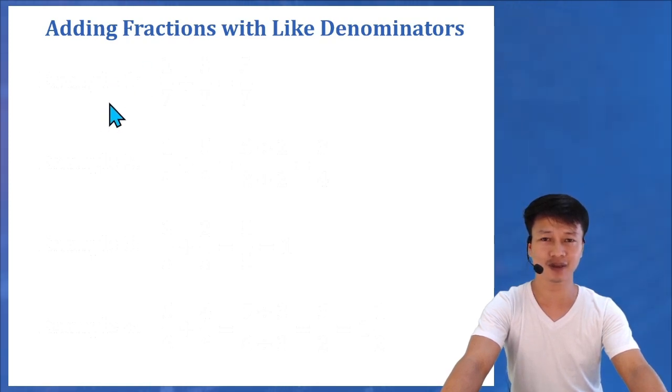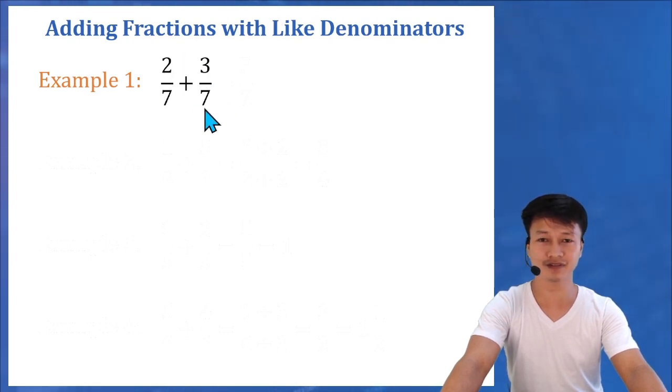Let us study the following examples. We have example number 1: 2 over 7 plus 3 over 7. These two fractions are similar fractions since they have the same denominator, which is 7. So we can add them directly by adding their numerators. So we have 2 plus 3, that is 5, over the common denominator, which is 7. And since 5 and 7 are relatively prime numbers, we cannot simplify them anymore. So this is our final answer.